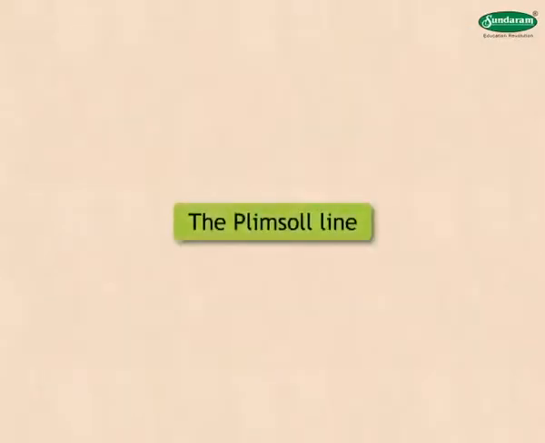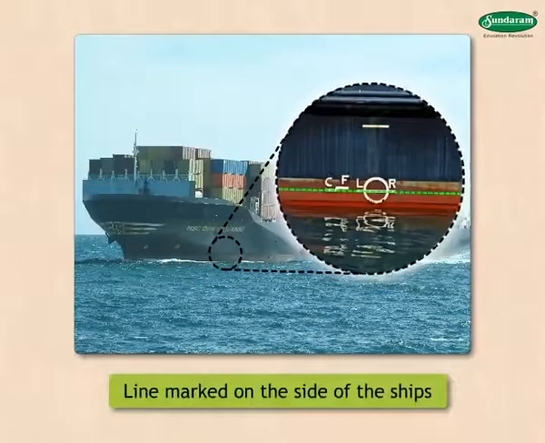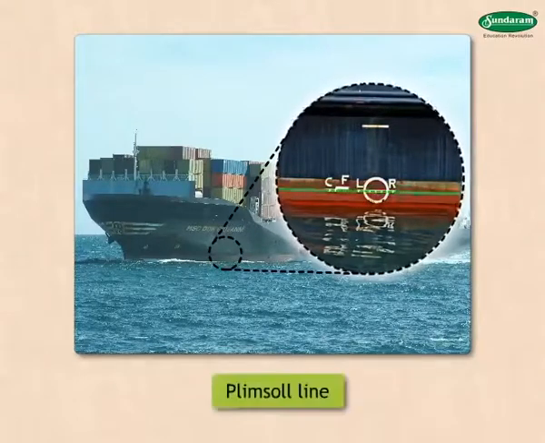Children, now let us see what is meant by the Plimsoll line. To indicate how much a ship can be loaded, a line is marked on the ship's side, especially on cargo ships which carry goods. It is called the Plimsoll line.